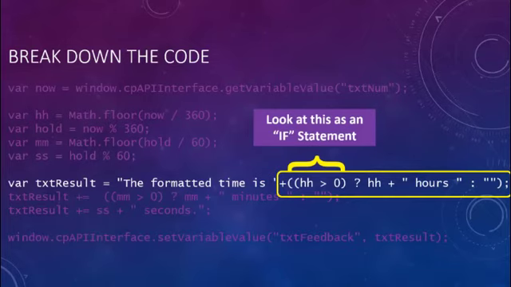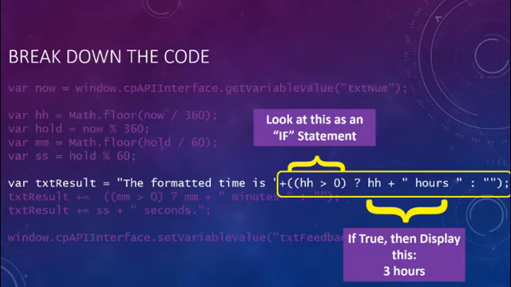Think of this as an if statement. If HH is greater than 0, so I've set up an if statement, and we know that HH from our previous calculations has a value of 3, so we know that this statement is going to be true. If it's true, then you're going to display something like this, 3 hours, because HH is 3, and then you have the plus sign and the word hours within quotes. So if it's true, it'll display 3 hours.